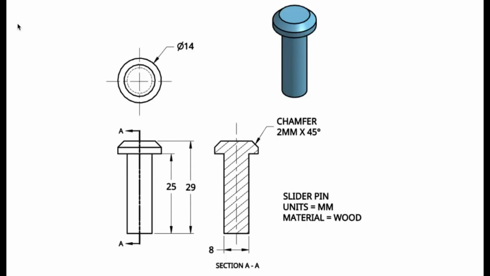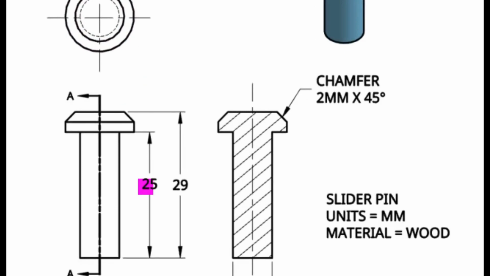Now we are going to proceed into making the slider pin. The slider pin is used especially for fastening things together or as a support. The slider pin that I will make has a diameter that is 8 millimeters, and the head portion of the pin has a diameter of 14 millimeters, while the height of the slider pin is 25 and the overall height is 29.